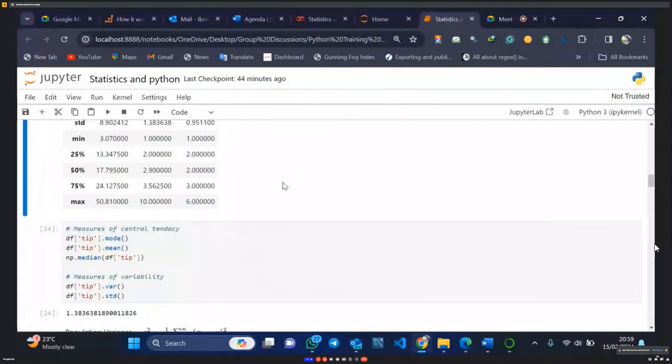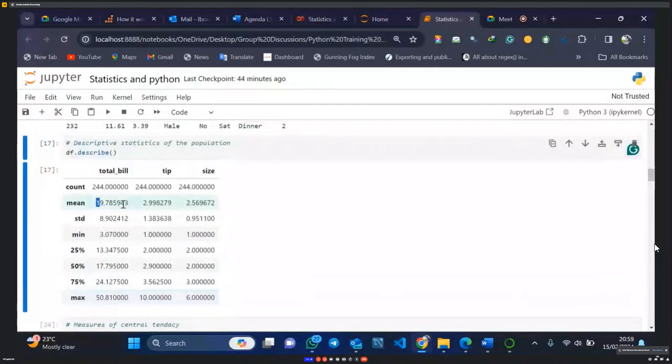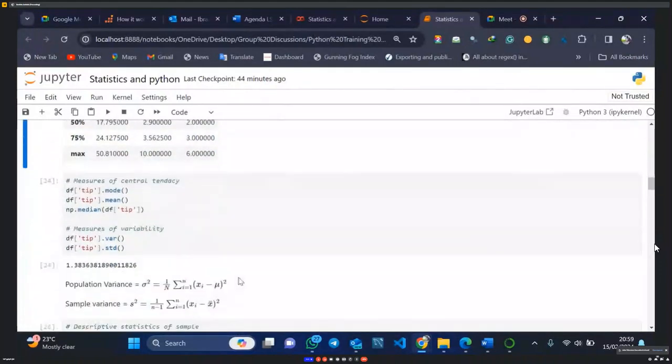Then the maximum values we also have. For the bill, the minimum value was 3, the maximum is 50. For the tip, the minimum is 1, the maximum is 10. And for the size, the minimum is 1 and the maximum is 6.